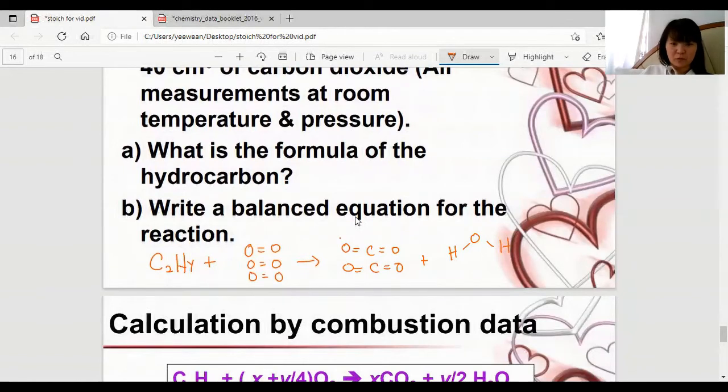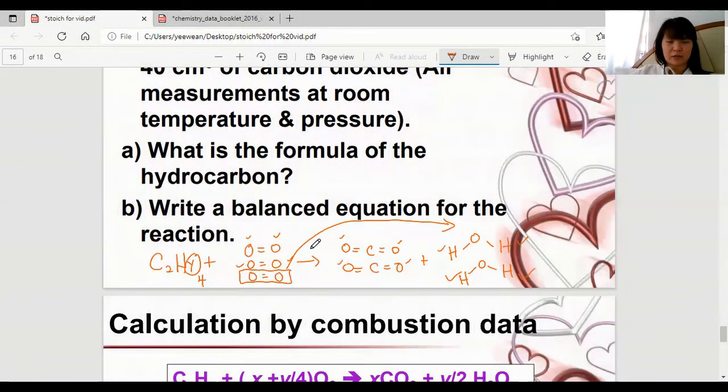Okay, if we have 1, 2, 3, 4 oxygen here, and 1, 2, 3, 4 oxygen here, where did this go? Must have been the water. So I should draw another water here. Right, so how many hydrogens are there here? 1, 2, 3, 4. Therefore, I know that this Y is 4.